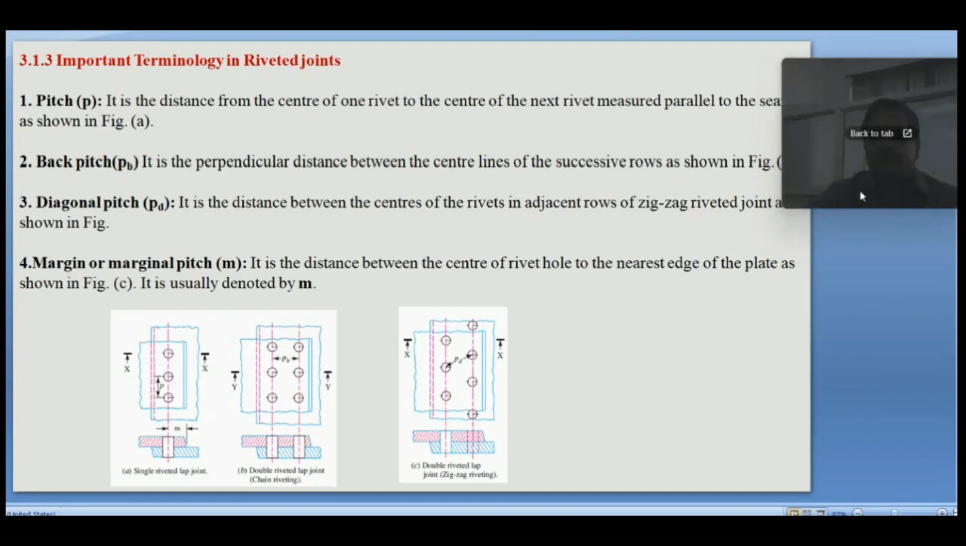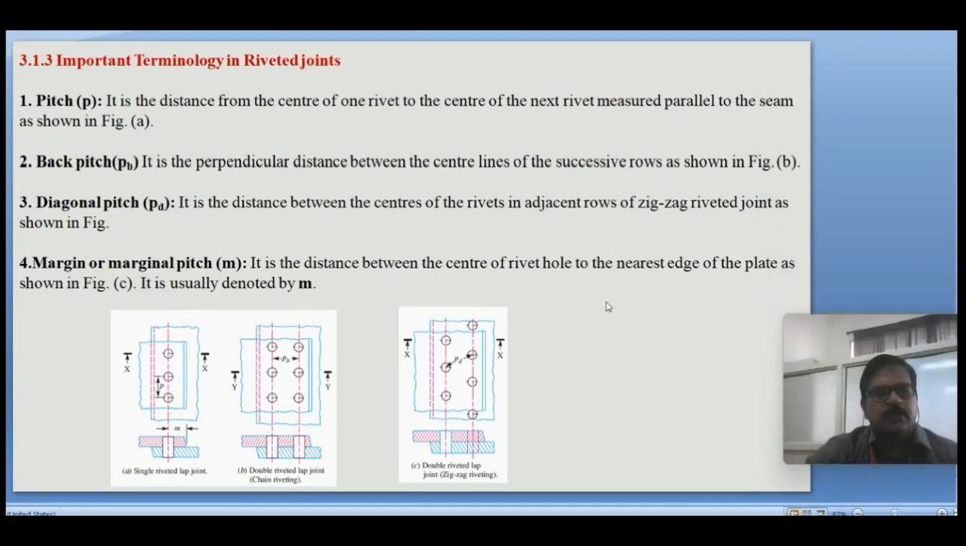Various important terms in the riveted joint. Pitch is the distance between the centers of two successive rivets in the same row. Back pitch is the distance between the centers of two rivets in the adjacent rows. And diagonal pitch, in the zigzag riveted joint, is the distance between two rivets placed in the adjacent rows. This is inclined, this is horizontal, and this is vertical.